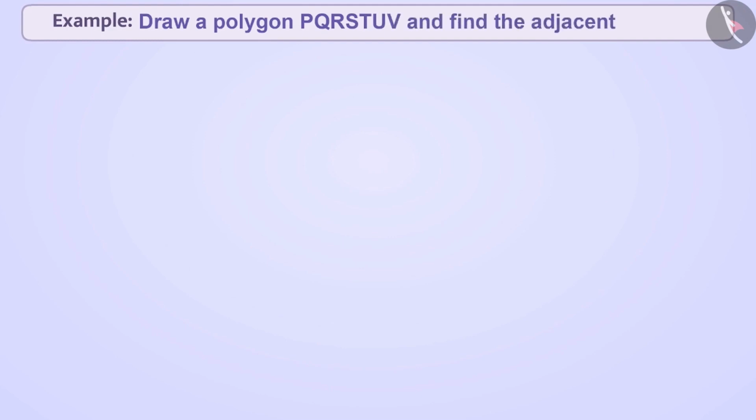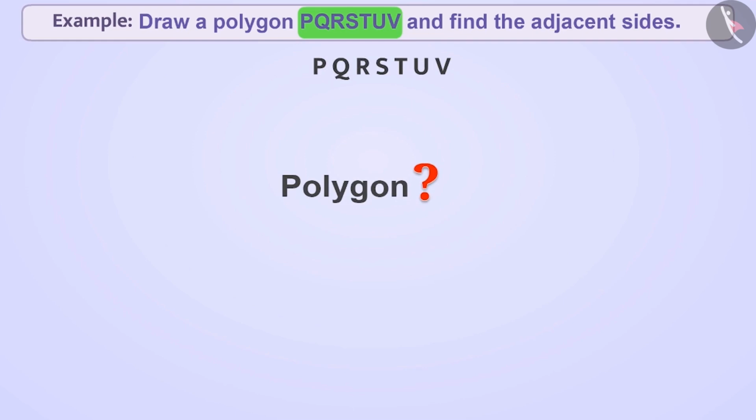Next example. Construct a polygon PQRSTUV and identify its adjacent sides. Here, we have been given a name of a polygon. Let's use this to construct the polygon. Can you tell me how you would do this with the name? Think a little.